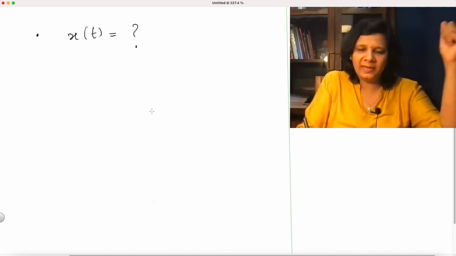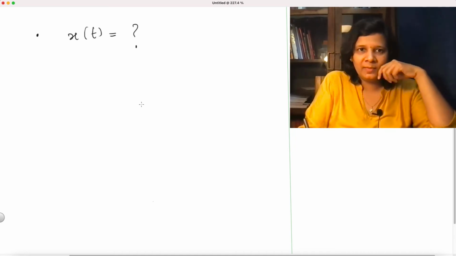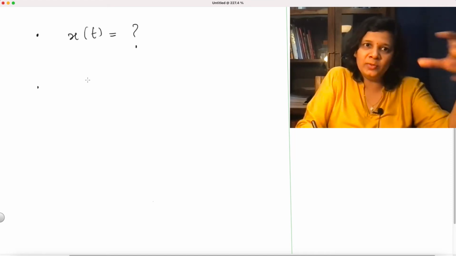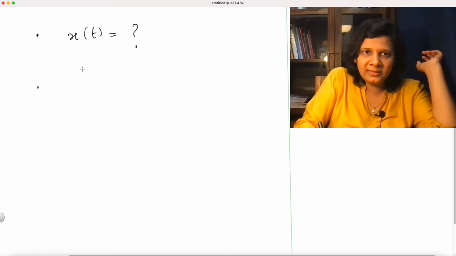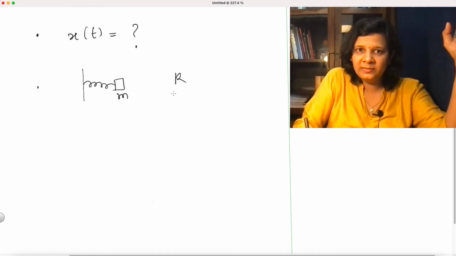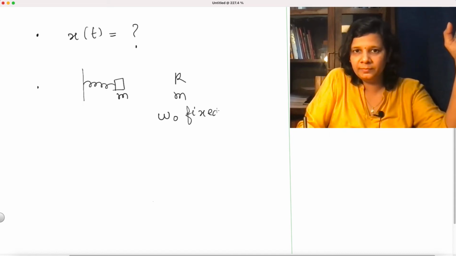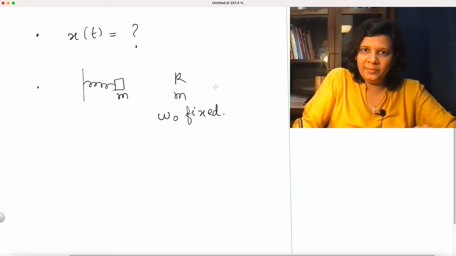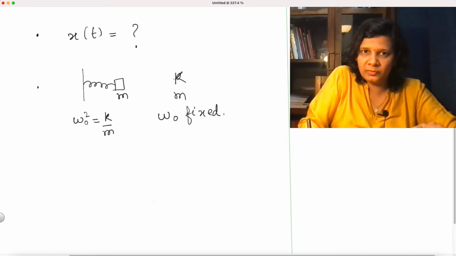Now before doing any mathematics, let us try to visualize something. We'll try to see without doing any mathematics. For this mass spring system, once this spring attached with a mass m is given to me, then k is fixed and m is fixed. So my omega naught is fixed. Why? Because we have already seen that omega naught square is equal to k by m.